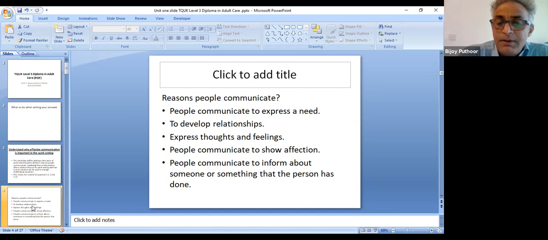People communicate to inform about someone or something that the person has done. So people may use communication to say that this has happened in the past. He has done this to me. A service user trying to attack another service user, or a service user showing affection to other service users. So people communicate to inform someone of something that the person has done. They could say that I have done this as well. So those are the main reasons why people communicate. It is not exclusive to that, but it gives you important information on the reasons for people to communicate. Okay.